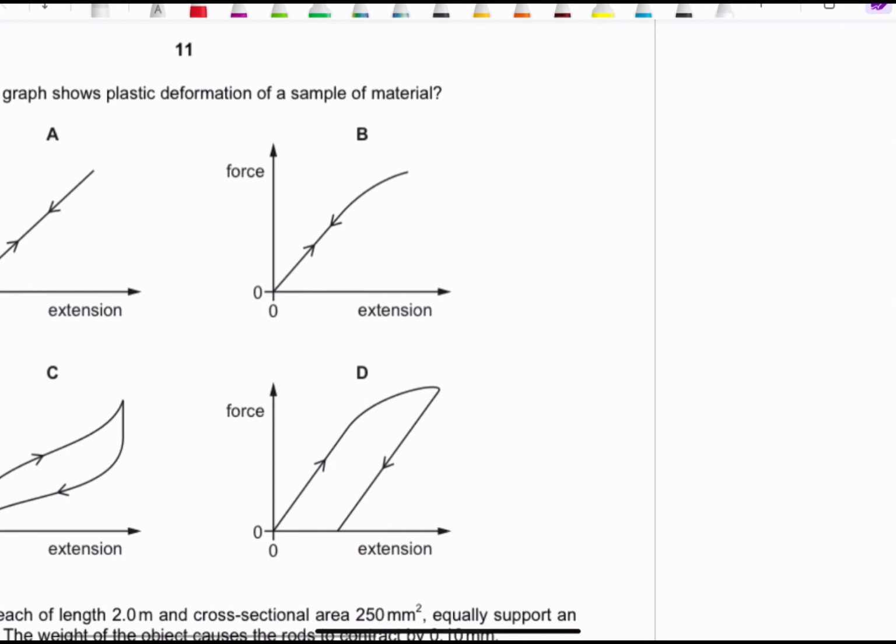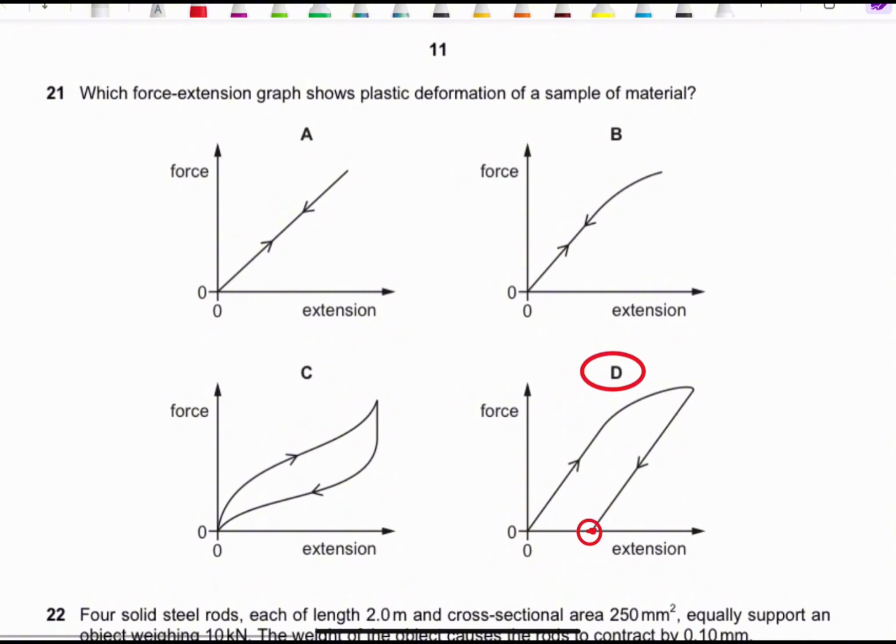So it's going to have a permanent extension, which you can see over here. When the force is 0, you have an extension. How is that possible? Because it has undergone plastic deformation. So the answer is going to be D, right? C is basically for rubber, and A is basically for something that obeys Hooke's law. B is basically for something that obeys Hooke's law but exceeded the limit of proportionality. But it still returns back, so it's still in the elastic region, right? So it still has elastic deformation occurring. It still returns back to its original state, right?